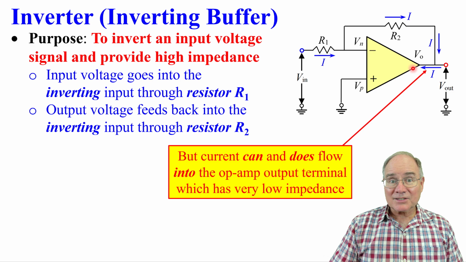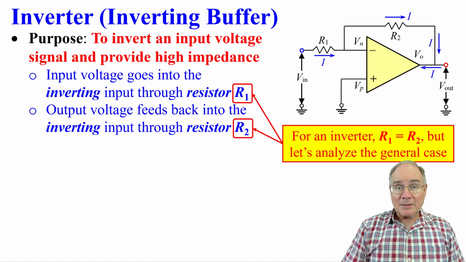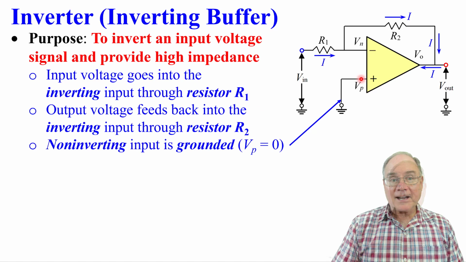Current can and does flow into the op-amp, which, as we mentioned before, has very low impedance, on the order of a couple ohms. For the inverter that we're talking about here, R1 and R2 are equal, but since we have them labeled already, let's analyze the general case where they may not be equal. Finally, the non-inverting input is directly grounded, so Vp equals 0.